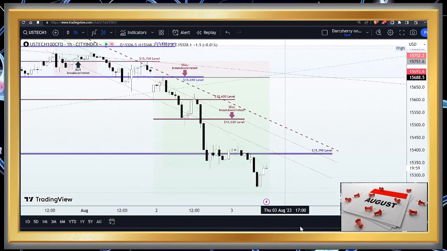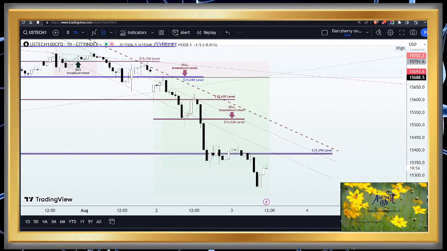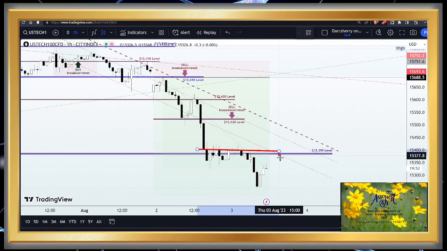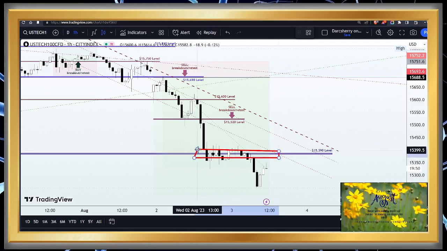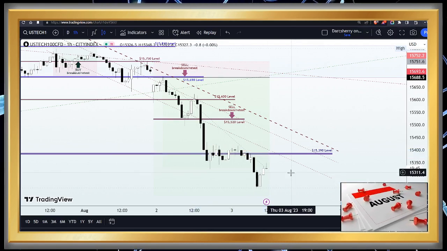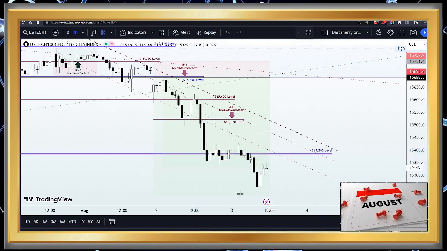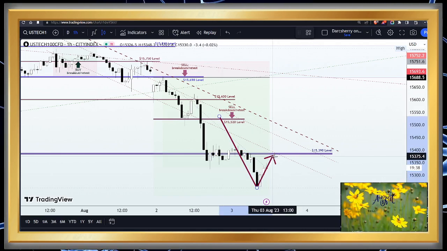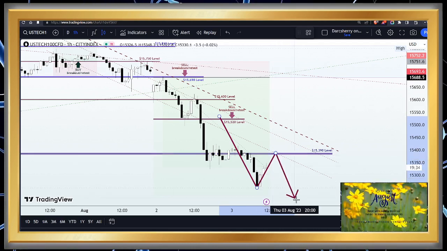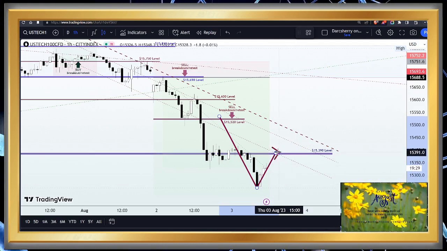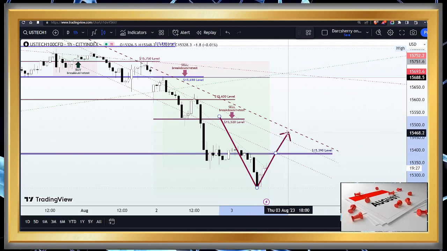So right now we have a breakdown of the 15,390. In the last 24 hours, price action just broke down that structure to the downside, and since that moment, price action has been trading below that level. And we all know from a technical standpoint, when price action breaks down a key level such as this, we expect that at some point in time, price is likely going to come back to retest that structure in anticipation of a downtrend continuation.